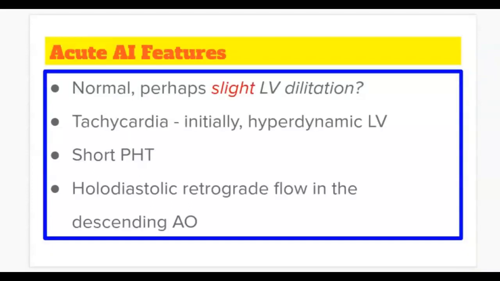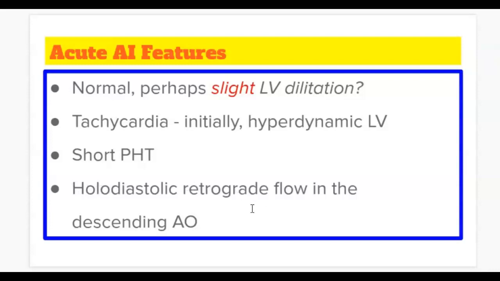So acute AI features, you probably see normal. It's acute. It's sudden onset, so you'll probably see normal. Perhaps a slight dilatation of the left ventricle. More than likely normal, though. The heart would be tachycardic, initially hyperdynamic, because this blood is coming in there, and it's got to get out of there. Enough out of there to keep the person alive and what have you. So short pressure half time. We'll talk about pressure half time in a little bit.